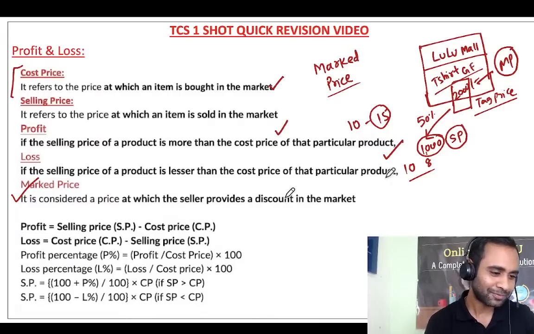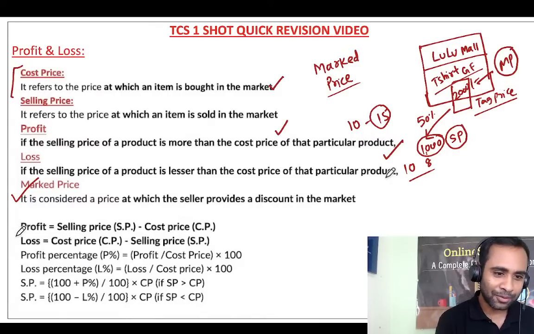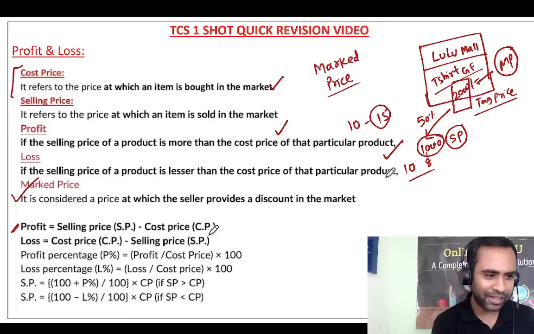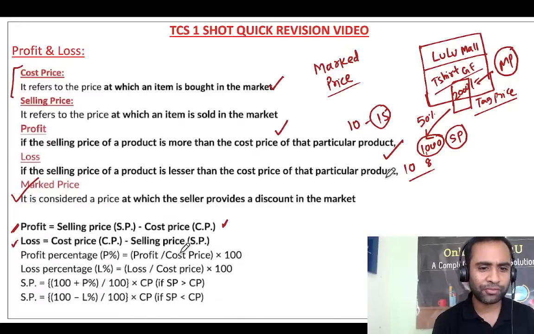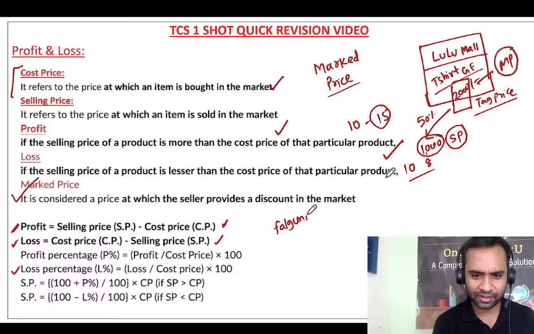Now, the profit is nothing but selling price minus cost price. And loss will be cost price minus selling price. This I already told you. And loss percentage. Whatever is going on now, please concentrate on that.